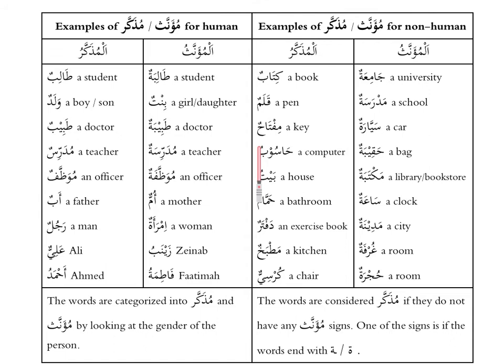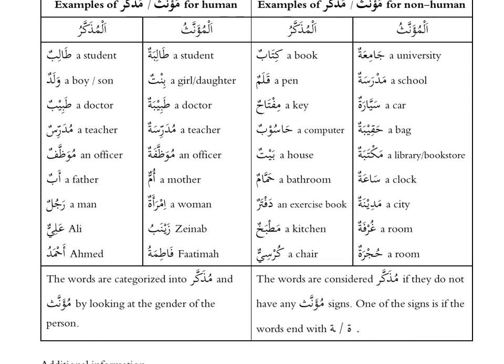But if you look at the muzakkar words, you don't see the ta in the end of all of these words. So without the ta, the word is muzakkar. Okay, so that is how we differentiate muzakkar and mu'annas words for non-human, for objects. In the explanation, I say that the words are considered muzakkar if they do not have any mu'annas signs.